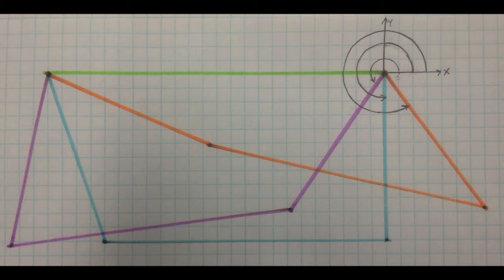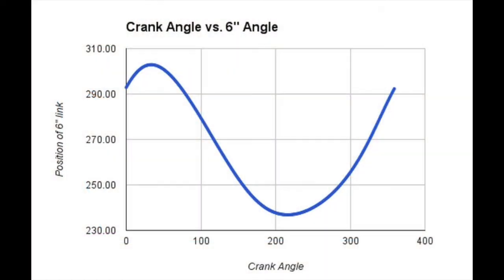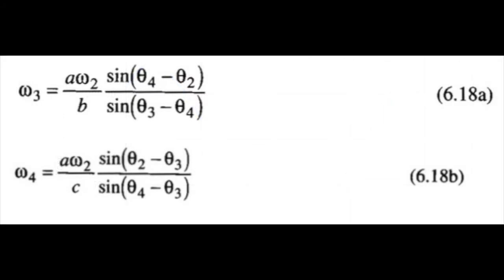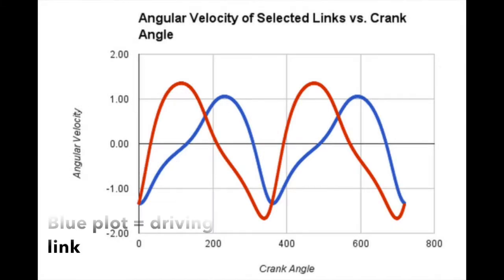A vector loop equation of the linkage was developed and used to determine the position of the input link with respect to the crank angle. The resulting graph shows a relationship that is clearly sinusoidal, thus confirming the extreme travel positions desired and showing the oscillatory motion is smooth. Using equations 6.18a and 6.18b from Norton's Design of Machinery, the angular velocity of the links was determined and plotted. Again, the near sinusoidal nature of this plot supports the determination that there is no abrupt change in speed at any time.